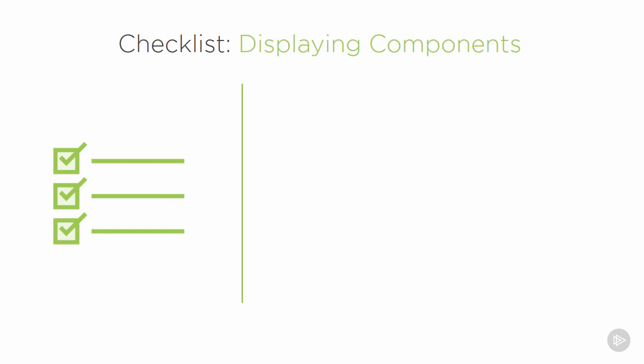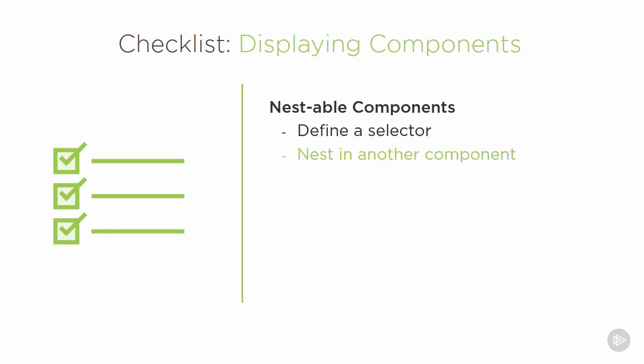When creating components, we need to think about how they are to be displayed. For components designed to be nested within other components, we need to define a selector as part of the component decorator. And then we nest the component within another component to define where it appears. The component does not need a route.